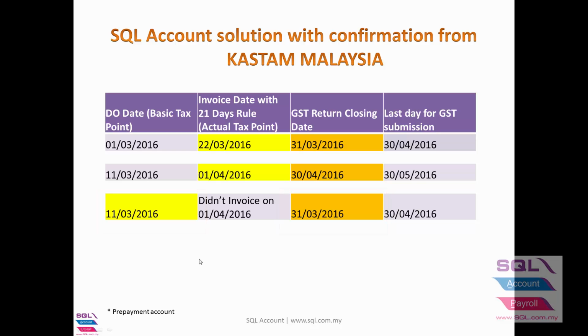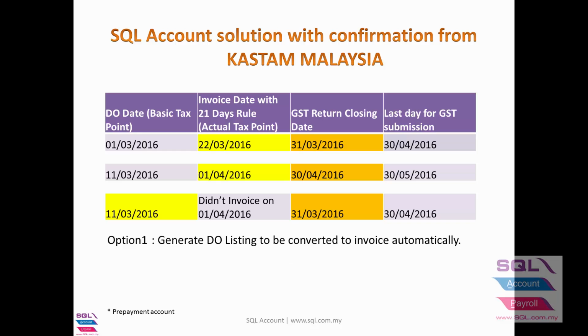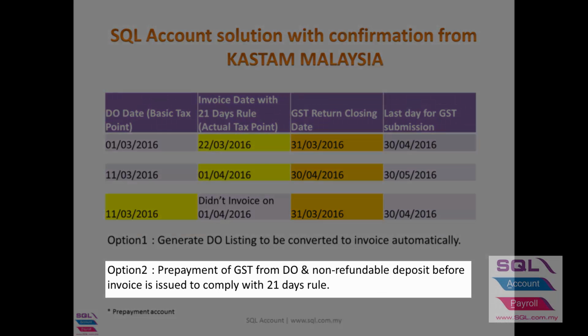SQL account will give client 2 options. Option 1, we will generate a DO listing for all the DOs that are 21 days or more without an invoice. It will be giving you a listing and this listing will convert to an invoice automatically. Some software will be able to do this, but SQL account will do more than this by giving client an option 2. Option 2 basically is that we will use the DO or the non-refundable deposit even without an invoice and generate tax in order to comply to 21 days rule.